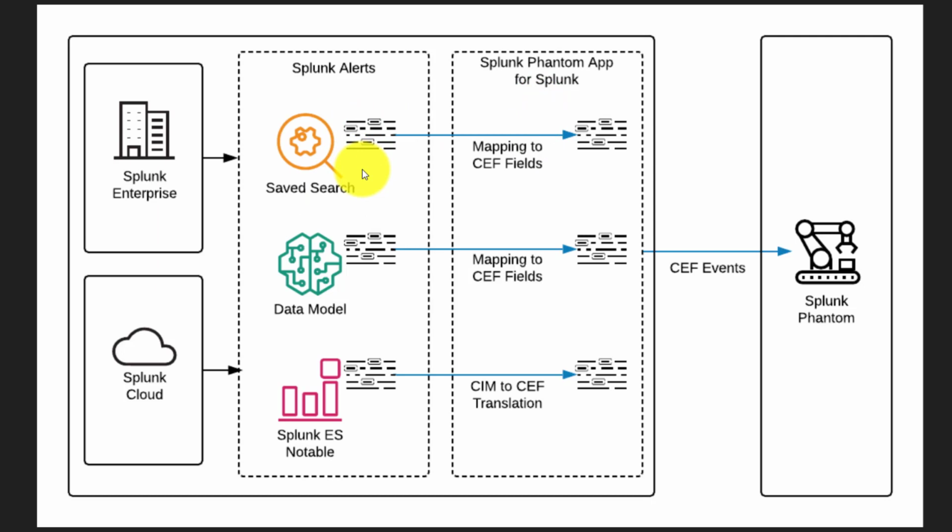One of the tasks this app performs is converting formats, because the output of a saved search or data model is not in CEF format, but for Splunk Phantom we need the data in CEF format. So we map it to CEF fields, then it converts to a CEF event, then it sends it to Splunk Phantom. That's what we are trying to achieve.